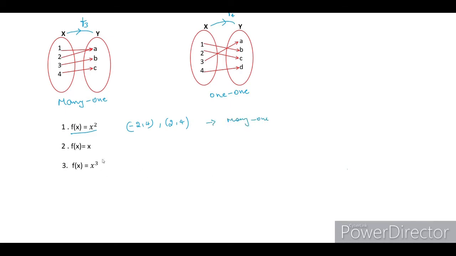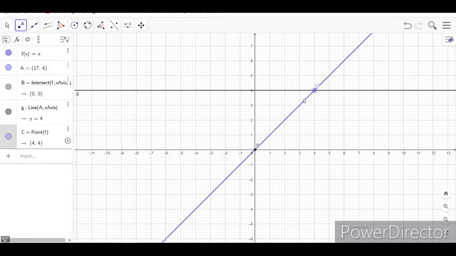Now let us check the next example. f(x) is equal to x. Clearly we know this is y equal to x, the identity function, correct? This is the identity function, y equal to x, a straight line passing through the origin. Again I have drawn a line parallel to the x-axis. However, you can draw the line below the x-axis or above the x-axis. I have drawn it above the x-axis.